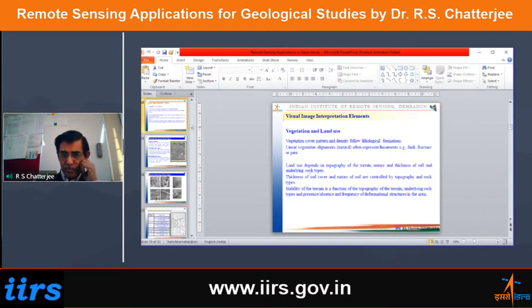And other interpretation elements. This drainage pattern, I'll come to after two slides. Now vegetation and land use are also very important interpretation elements.